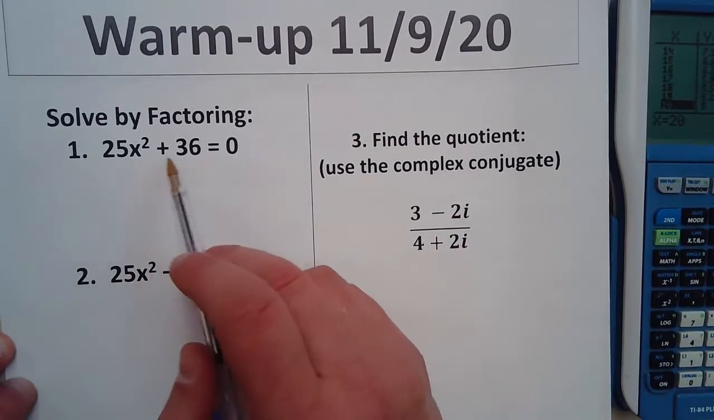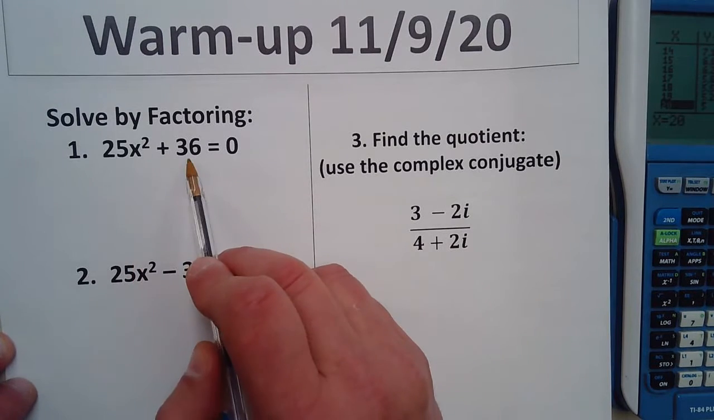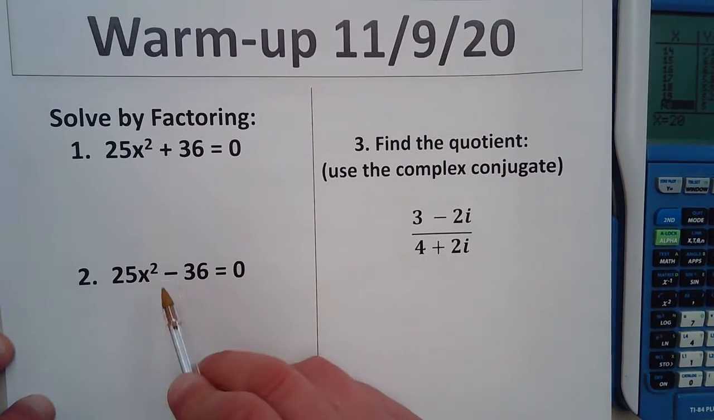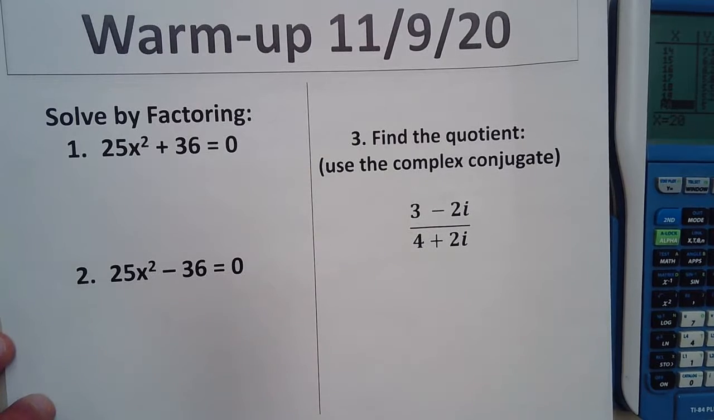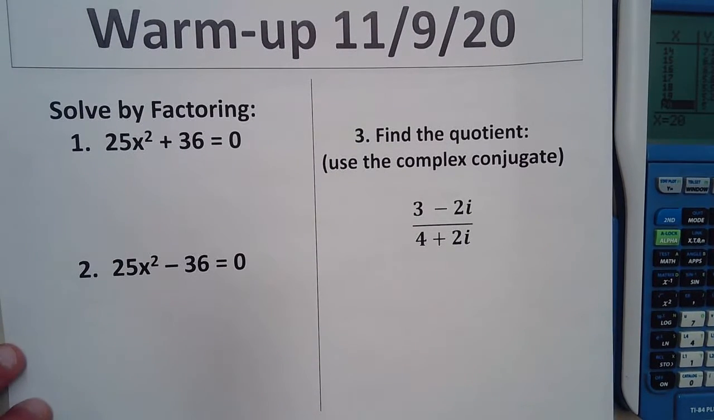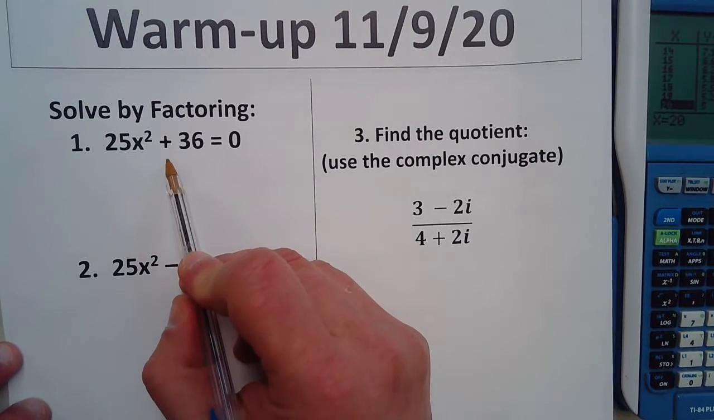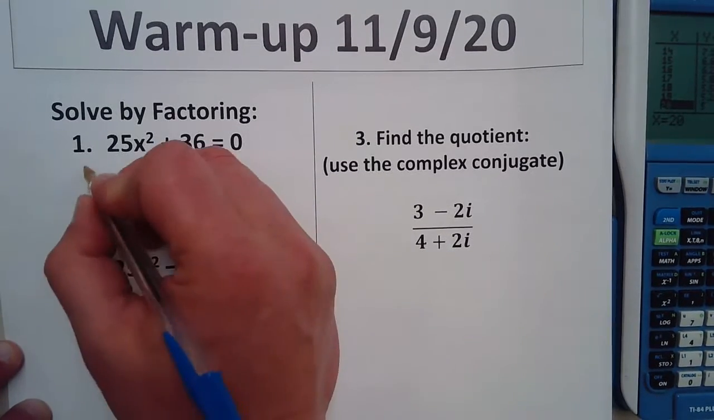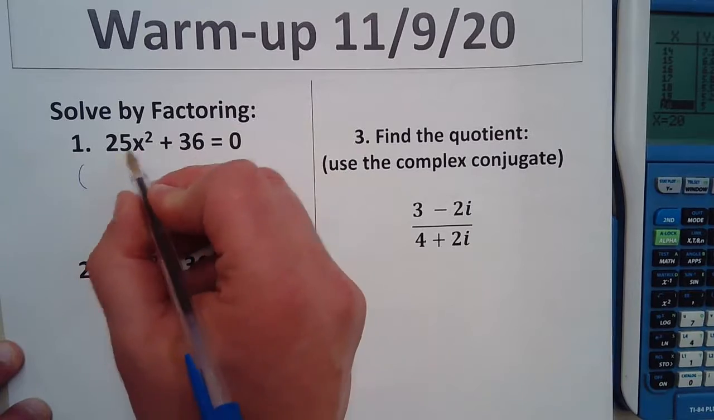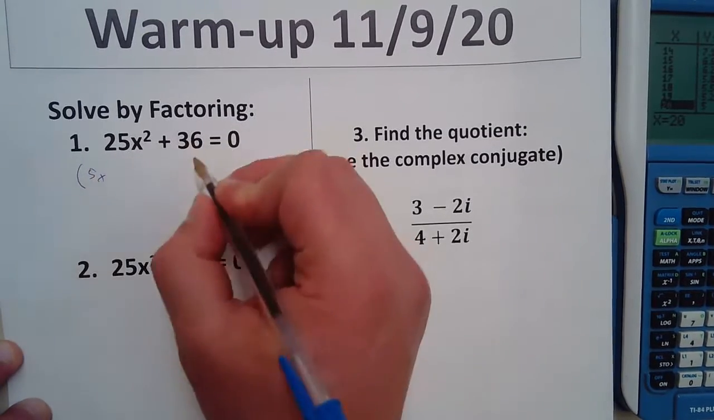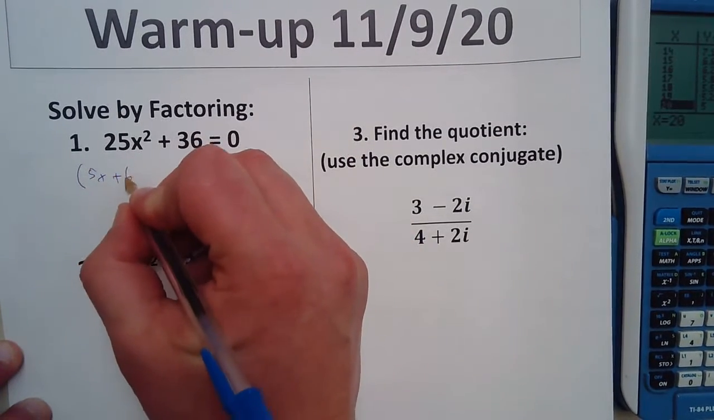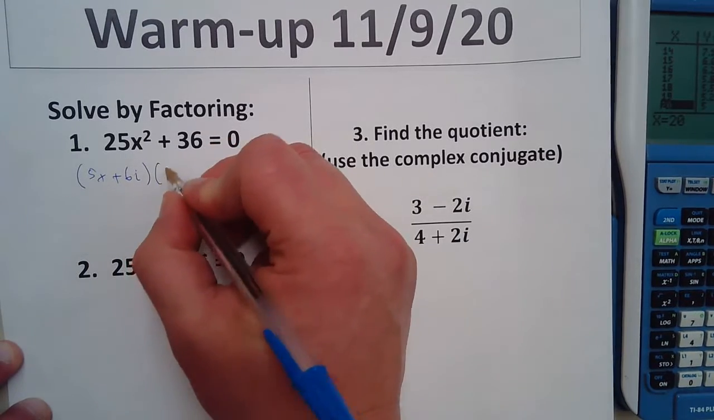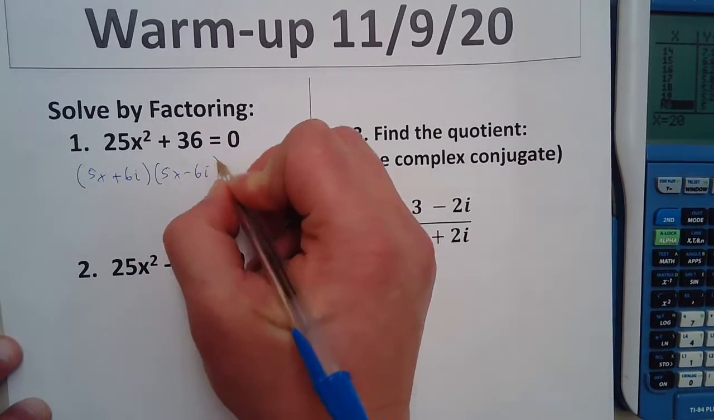One of them is a sum of squares because you're adding two perfect squares, and one of them is a difference of squares because you're subtracting two perfect squares. This is kind of a shortcut: sum of squares are going to give you imaginary factors, difference of squares are going to give you real factors. So if you remember the little rule here, this is just going to be whatever the root of this is, which is 5x, and then whatever the root of this is, so plus 6i. And then we're going to have also 5x minus 6i.